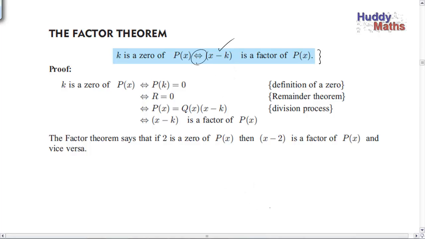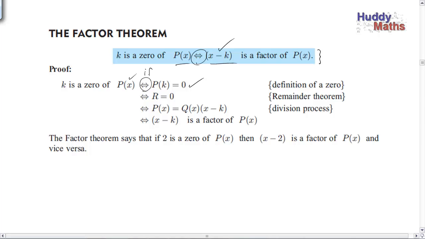Okay, if and only if, or double implication, this implies that. If it's a 0, it means x take k will be a factor. If x take k is a factor, it must be a 0 of the polynomial. We're trying to prove that now. So a 0 of p of x implies p of k must be 0, and vice versa.